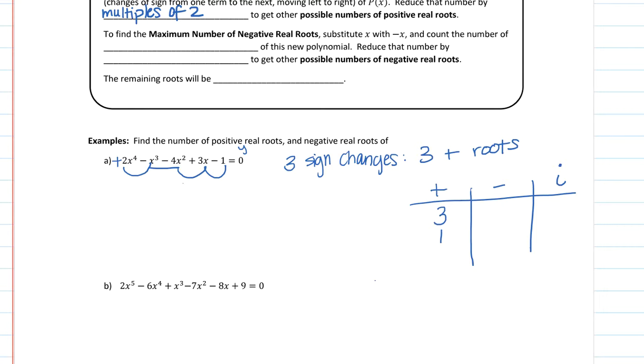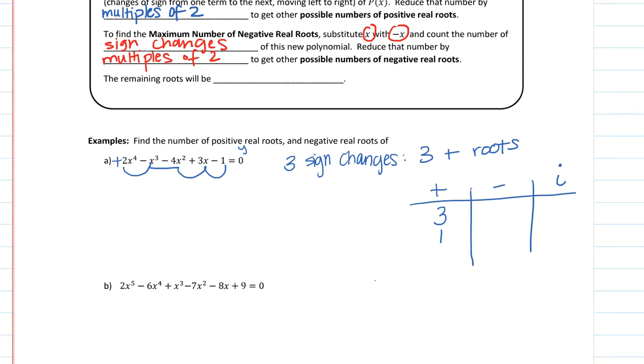Okay, so now we're going to find the maximum number of negative roots. To do that, we have to substitute the x with a negative x and then repeat the process. Count the number of sign changes. But we have to substitute this negative x for x first. Then you do the same thing. You reduce the number by multiples of 2 to get other possible numbers of negative real roots. So this is negative roots.